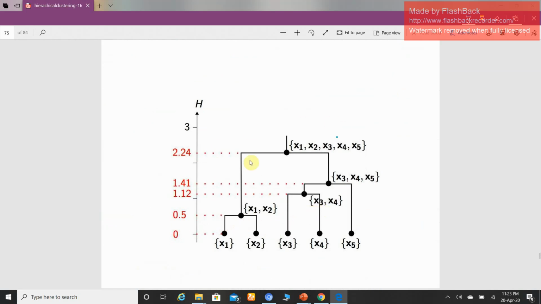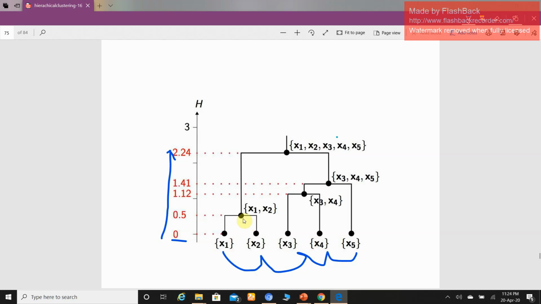This is the dendrogram of the given example. Dendrogram means based on the agglomerative technique. This is a bottom up approach. See, all of you observe, this is a bottom up approach. This is the 0 level, 0.5 level, 1.12 level, 1.41 level, this is the 2.24 level. Means these are the minimum distances. At 0 distance, all are in individual clusters.